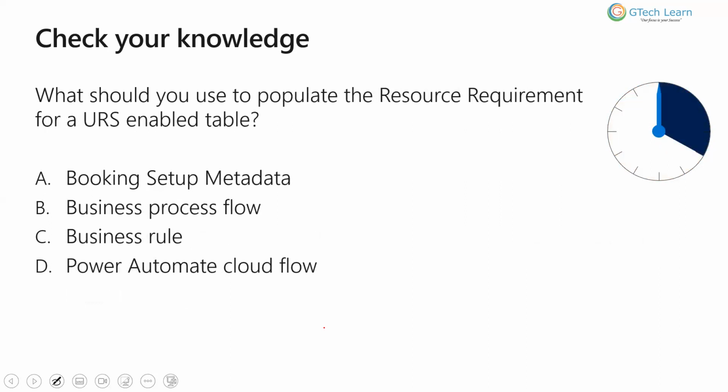Now, the next question we have in line is, what should you use to populate the resource requirement for a Universal Resource Scheduling enabled table? So option A, booking setup metadata, business process flow, business rule, or Power Automate cloud flow? Let's get your answers in the chat, and let me start the timer now.